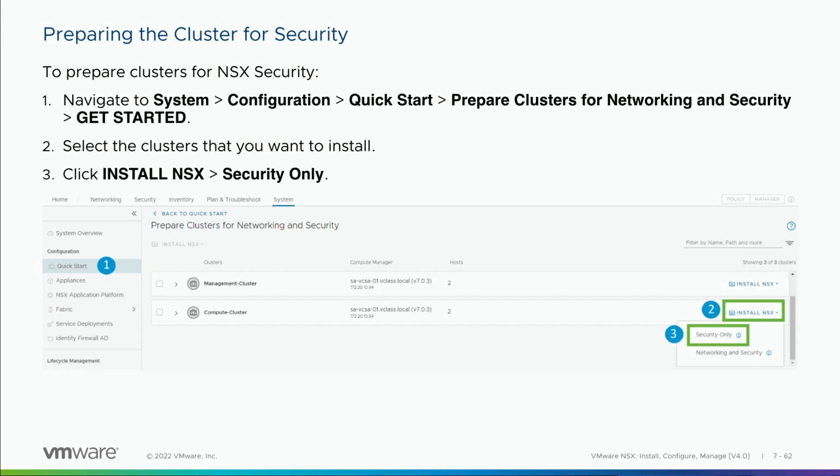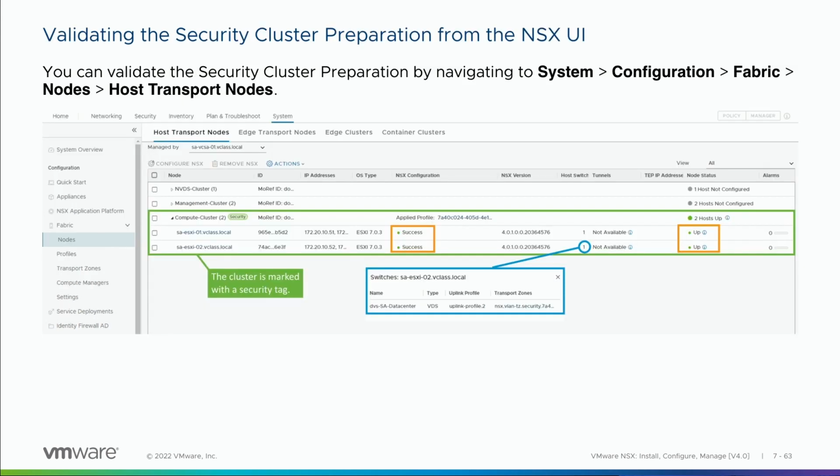So how do we prepare this for security? Well, we come in through the System menu and we go to Quick Starts, right? This is not something we do through our Fabric interface. This is just through our Quick Starts. We select the cluster in question, choose the Install NSX dropdown, and choose Security Only. Once we do that, we're going to see that the cluster object in our Fabric view, in our Transport Nodes view, says Security, right?